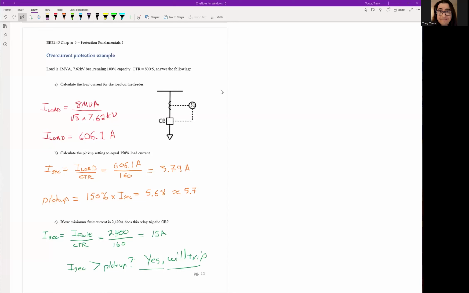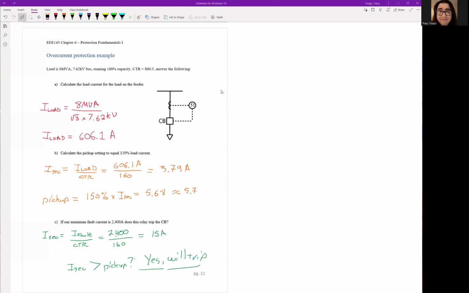Next, we're going to calculate the pickup setting to equal 150% of the full load current. Here we need to go into secondary current. If you remember, you take your load current divided by your CT ratio. We have an 800 to 5 CT, which is a 160 CTR. So you do 606 divided by 160. Our secondary current flowing into the relay when the circuit is fully loaded is about 3.79 amps.